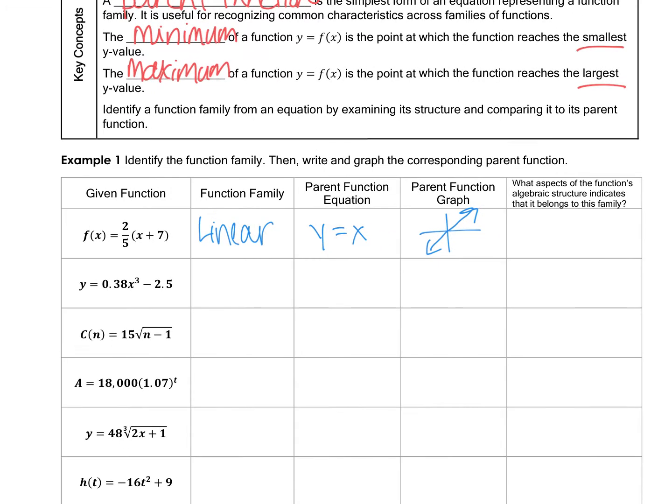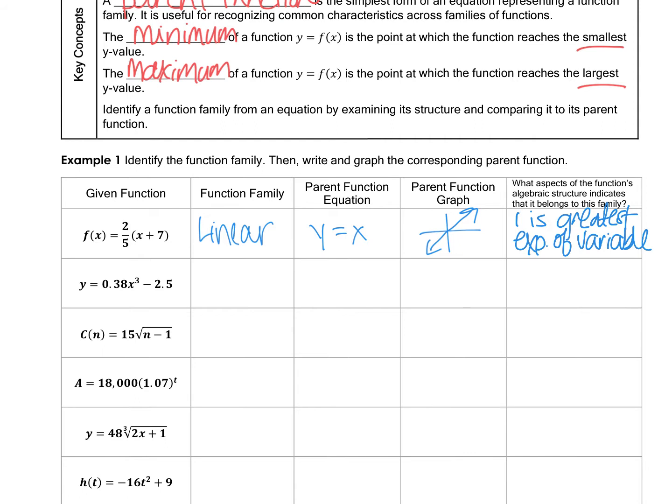The aspects of the function: how do we know it's linear? Because 1 is the greatest exponent of the variable. If you look at it, we have an x, and it's x to the first power. So that's always going to be a linear function.